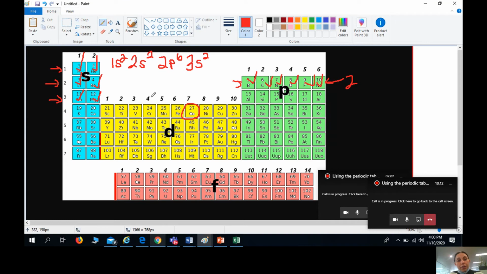Right? So I keep going, there's nothing. Okay, now I'm in the P block again, but now I'm in the third row. So this is 3p. I have to pass aluminum, silicon, phosphorus, sulfur, chlorine, and argon. I have to pass all 6 of them. So 3p6. Right? All right, now I'm in the 4th row. So 4. I'm in the S block again, so 4s. And I have to pass potassium and calcium. So 2 elements, so 4s2.